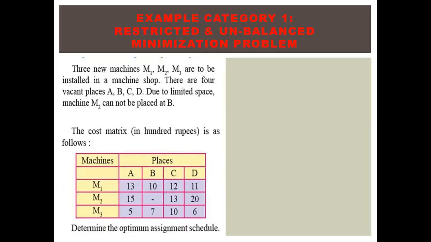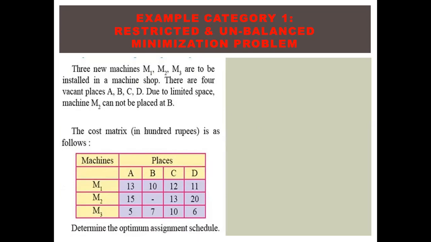Now here is an example, pay attention. 3 new machines M1, M2 and M3 are to be installed in a machine shop. There are 4 vacant places A, B, C and D. Due to limited space, machine M2 cannot be placed at B. The cost matrix in 100 rupees is as follows. You have to determine the optimum assignment schedule.